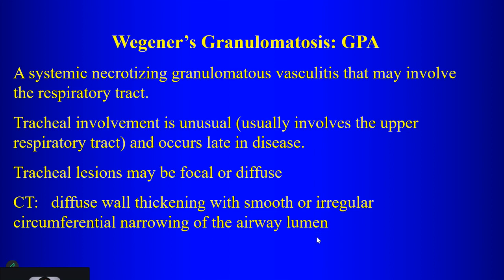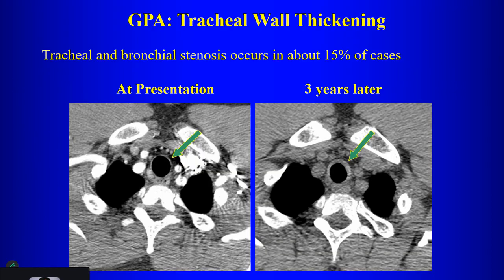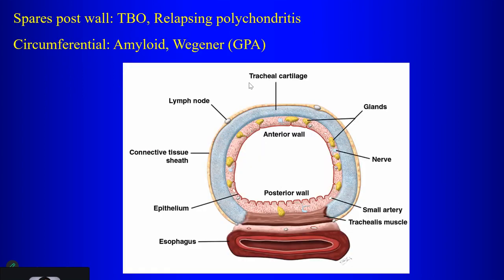It can give you diffuse wall thickening, might be smooth or irregular circumferential narrowing. Here's an example. At presentation, a normal-looking trachea. Three years later, notice the tracheal wall thickening in this patient. So when you're doing CT scans on these patients with GPA, look at the trachea. The trachea can also be involved in these patients.